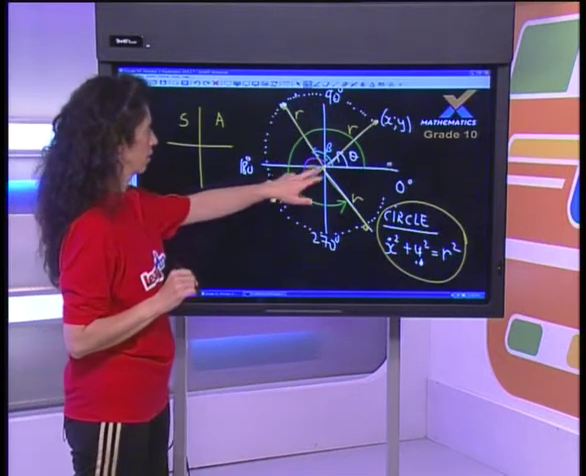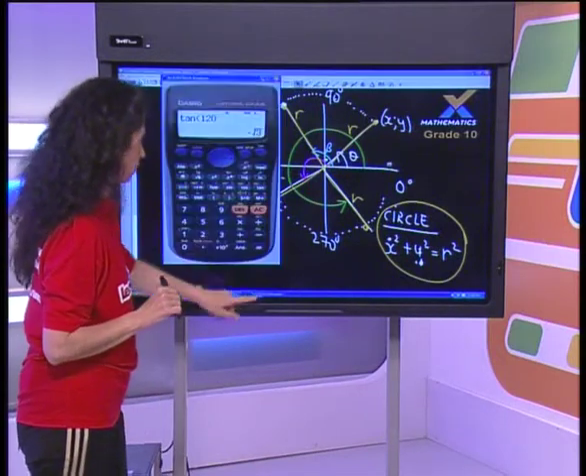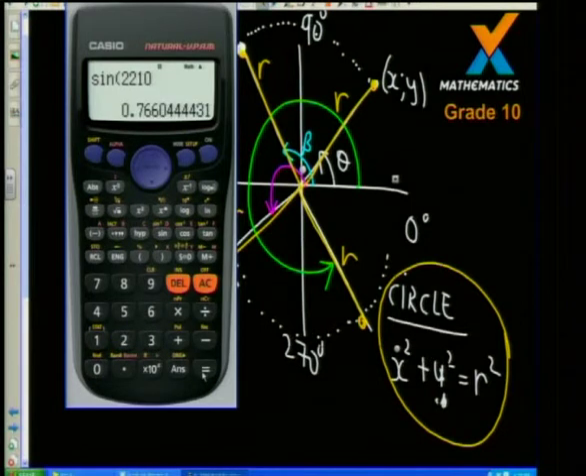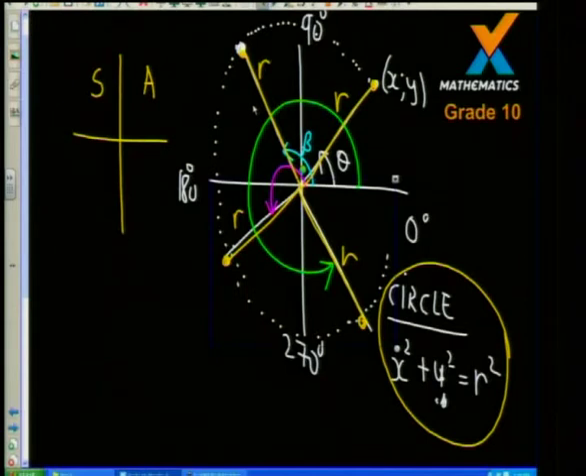What happens to the pink angles? Well, let's go back to the calculator. What happens to something like sine of 210? Let's just correct that. Sine of 210. That would give me negative. What about cos of 210? That would be negative. What about tan of 210? That would be positive. Interesting. Tan is positive, but sine and cos are negative. So tan would be positive in this quadrant.